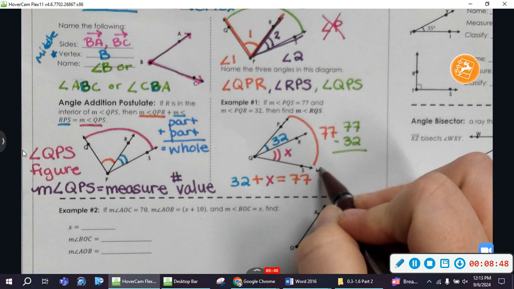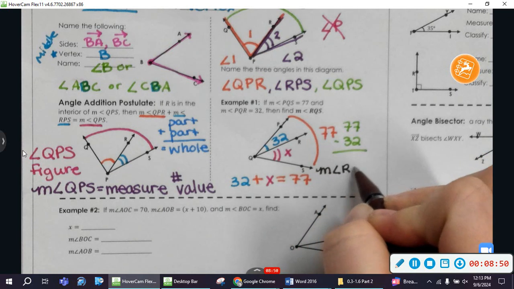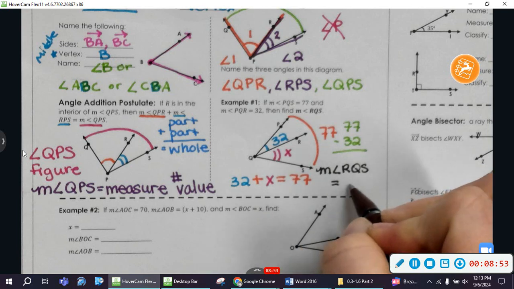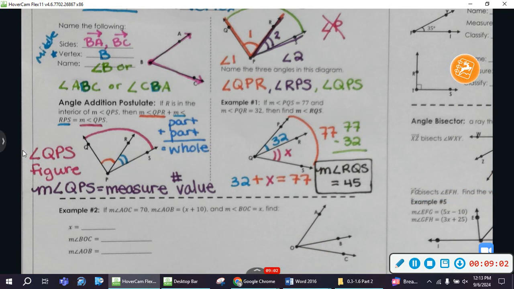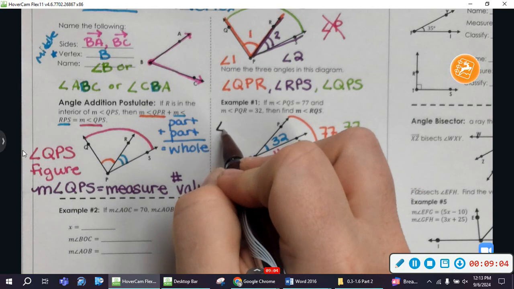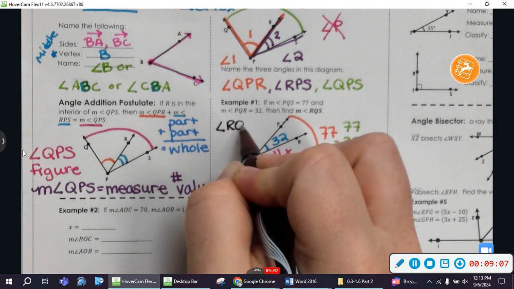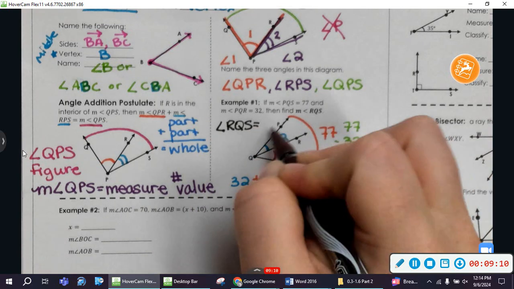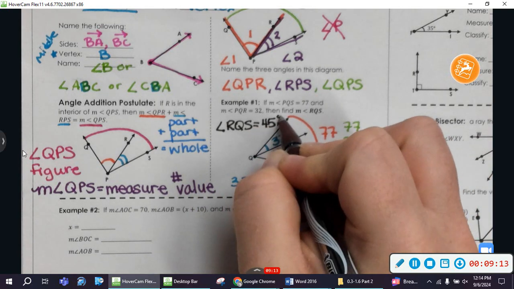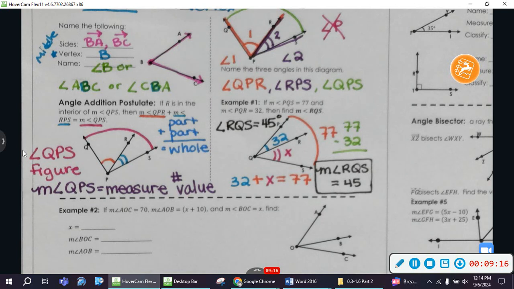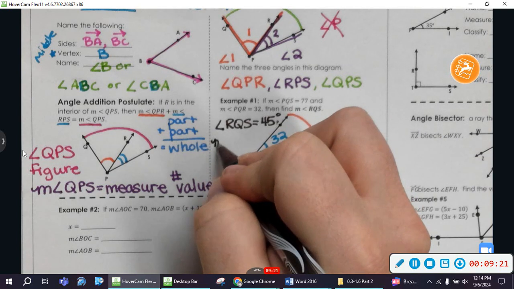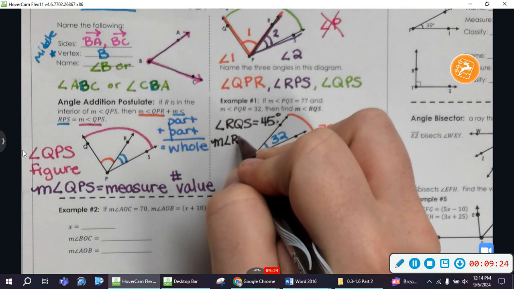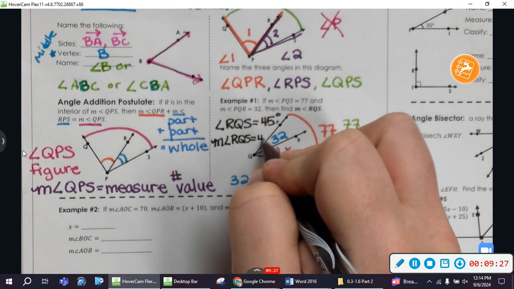what is the measure of angle RQS? And its measure is 45. Now, just so that you've been exposed to it, when we talk about angle RQS is 45 degrees because we measure angles in degrees. Well, with the little m in front of it, meaning its measure, the number value of RQS is 45.